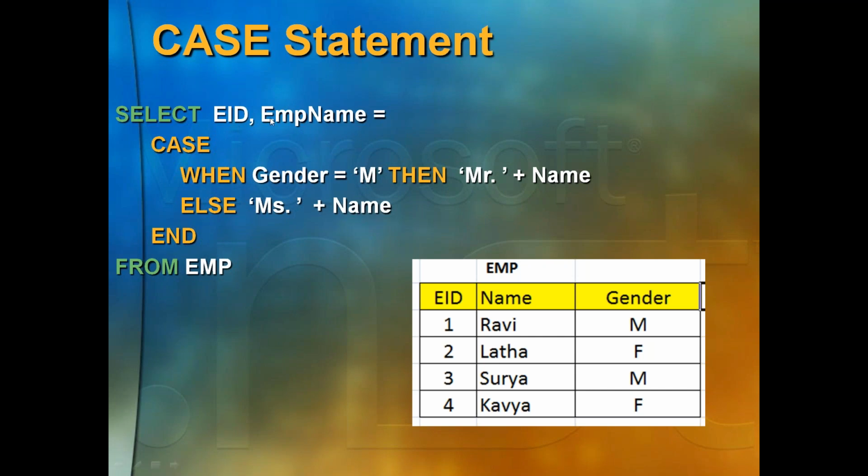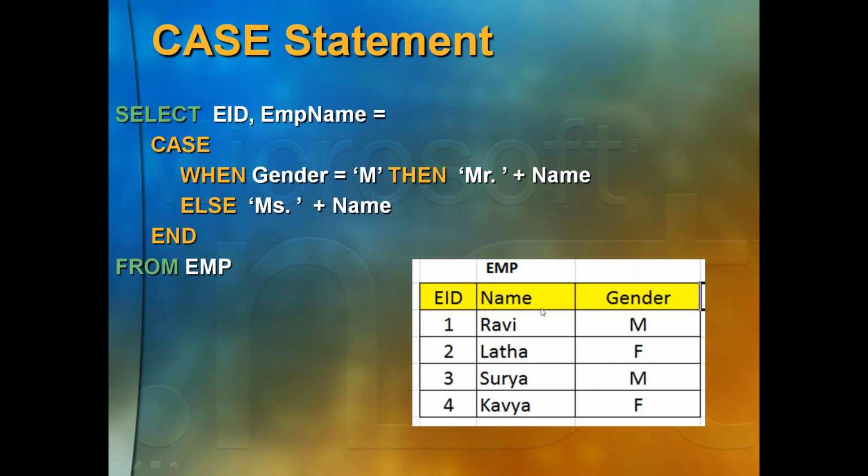So this is how we should write it. Employee ID, employee name, and then an alias. Case when gender is equal to male, then concatenate: Mr. is a constant, plus name. Clear? Else Miss plus name. If it is M, then Mr. plus name, so Mr. Ravi. Else Miss Lata, and Mr. Surya, Miss Kavya.